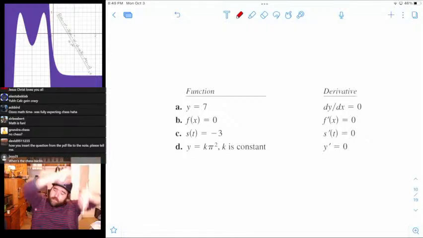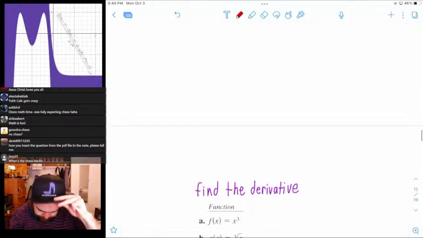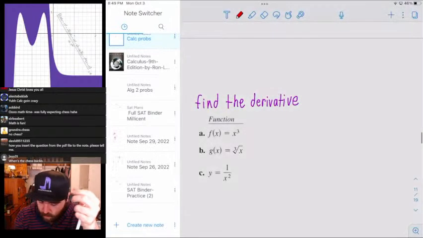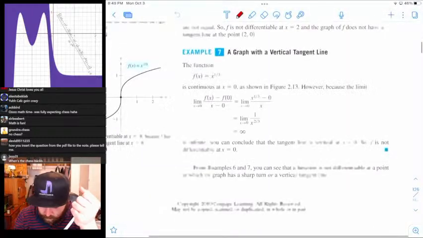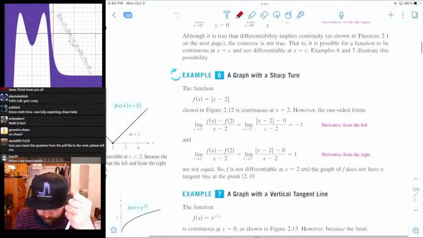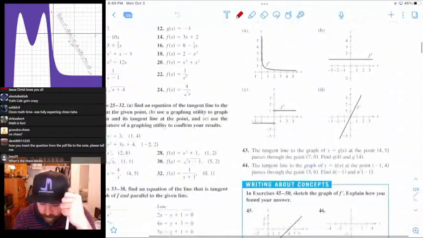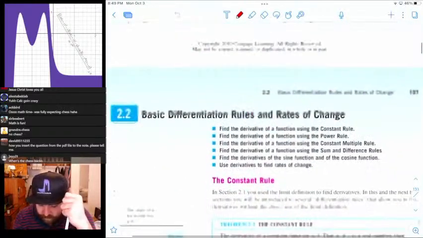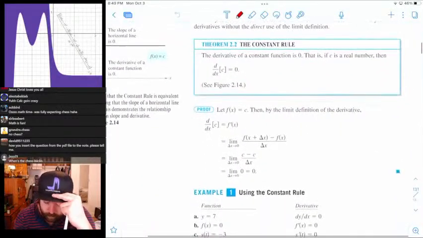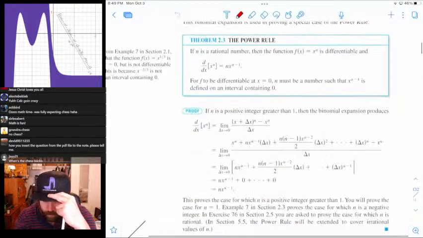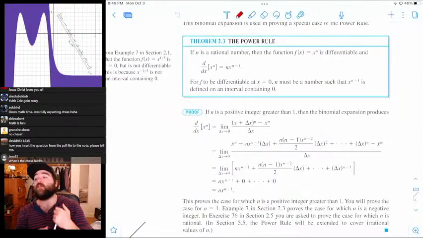So is this where they start talking about power rule and stuff? Yeah, definitely. Let's confirm that, though. Graph with a sharp turn, graph with a vertical tangent, yada yada. And then this section, basic differentiation rules. Right, so the derivative of a constant, and then the power rule. All right, cool. Should we prove the power rule?